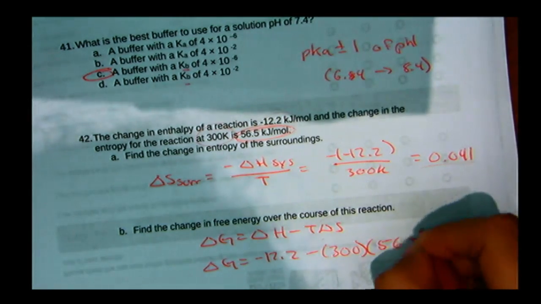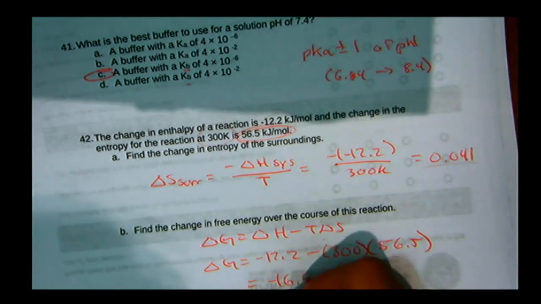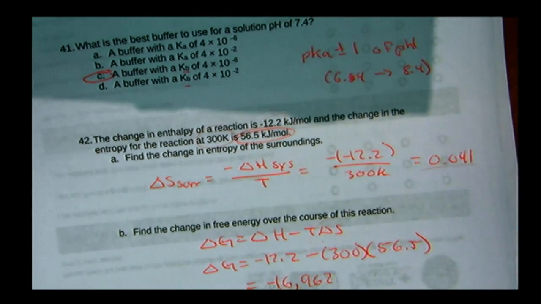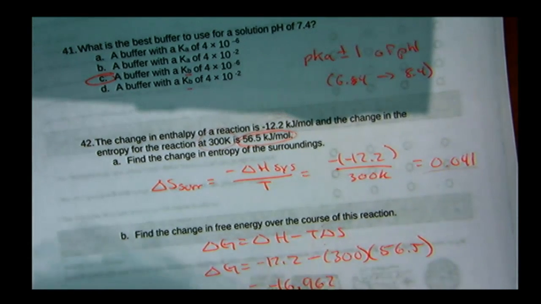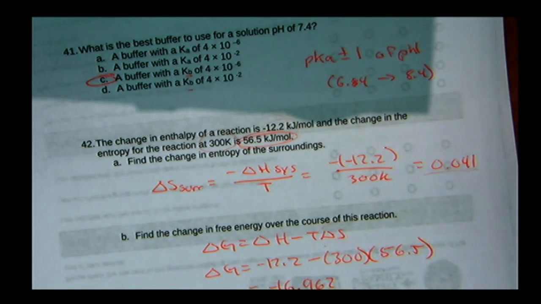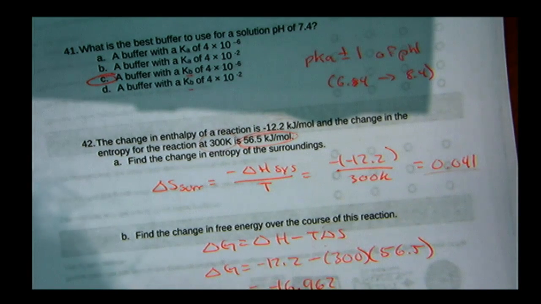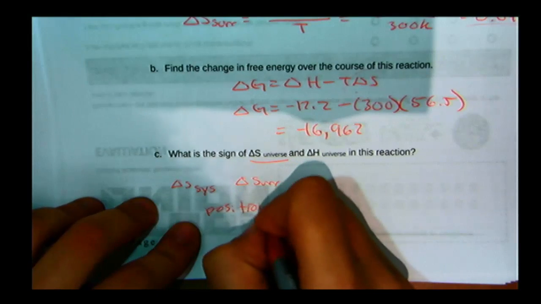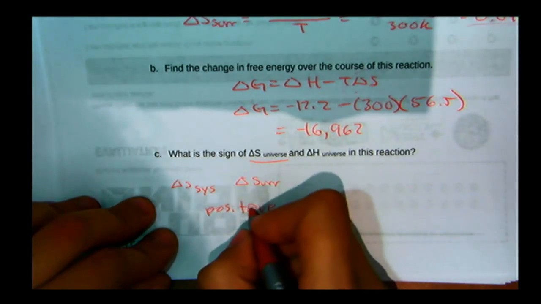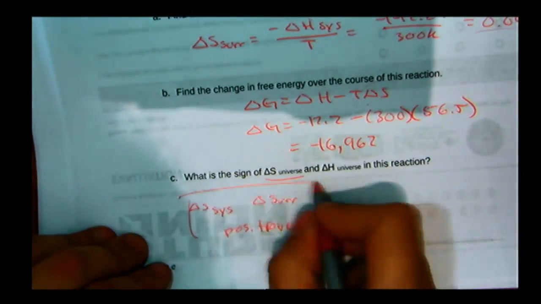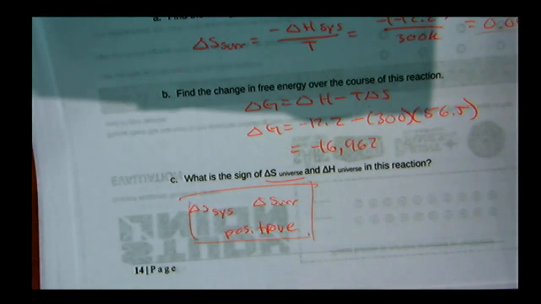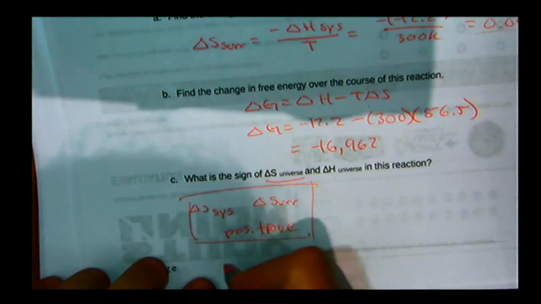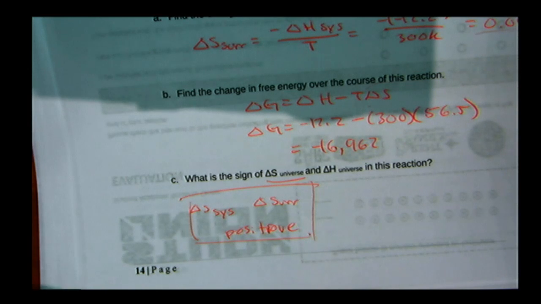What is the sign of delta S of the universe? In this reaction, delta S of the system and delta S of the surroundings, both of those are positive. You know that delta S of the system plus delta S of the surroundings equals delta S of the universe, right? So if both values are positive, then your delta S of the universe is also going to be positive. So delta S of the universe is positive.